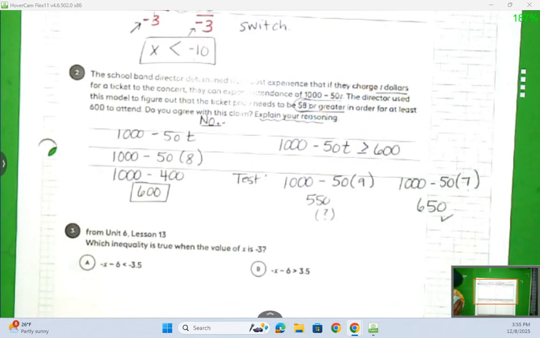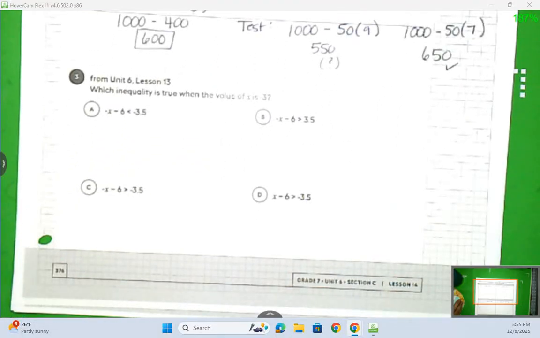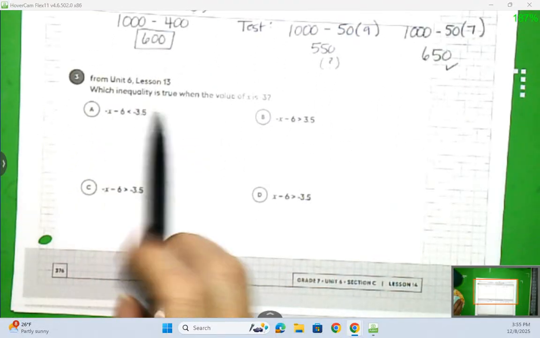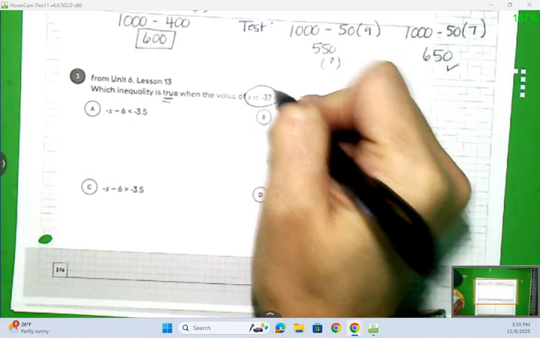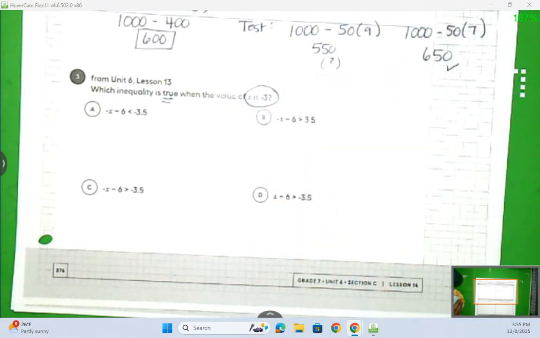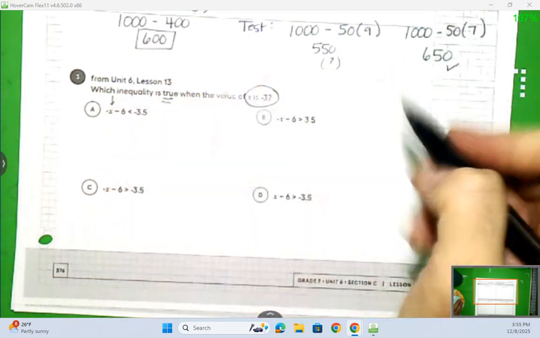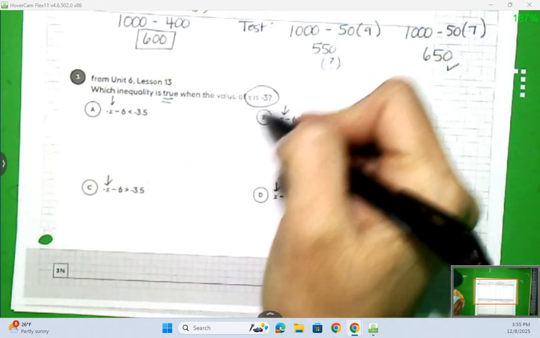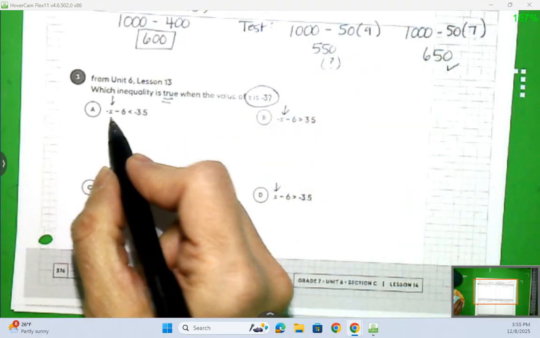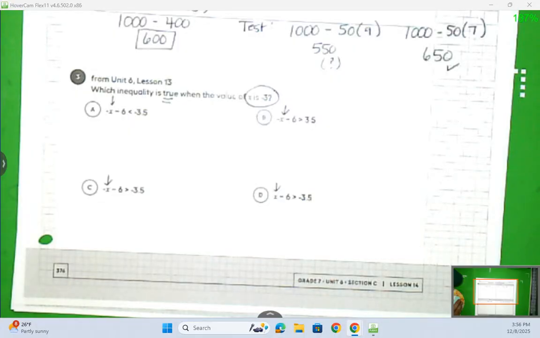Okay, question number 3. We have from Unit 6, Lesson 13. It says, which inequality is true when the value of x is -3? So what we're going to do is, in each of these inequalities, plug in the value of -3 for x and then see if we get a true statement.